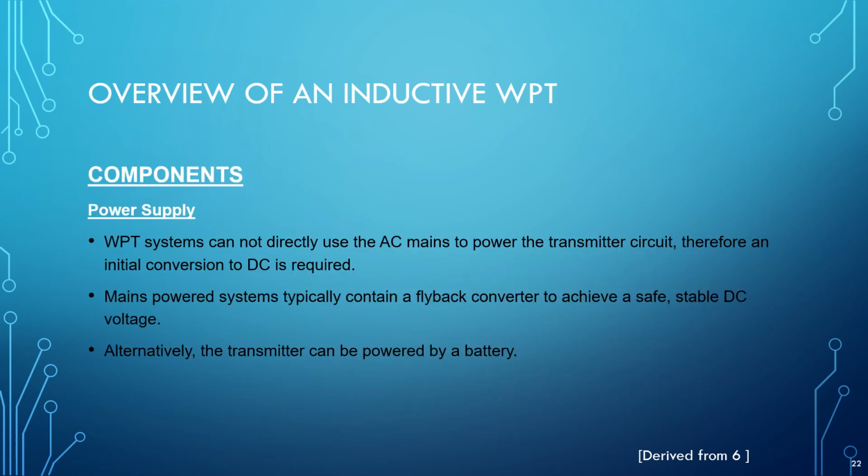These are the components for the inductive WPT. First is the power supply. WPT systems cannot directly use the AC mains to power the transmitter circuit. Therefore, an initial conversion to DC is required. Mains-powered systems typically contain a flyback converter to achieve a safe, stable DC voltage. Alternatively, the transmitter can be powered by a battery, that is the power supply.